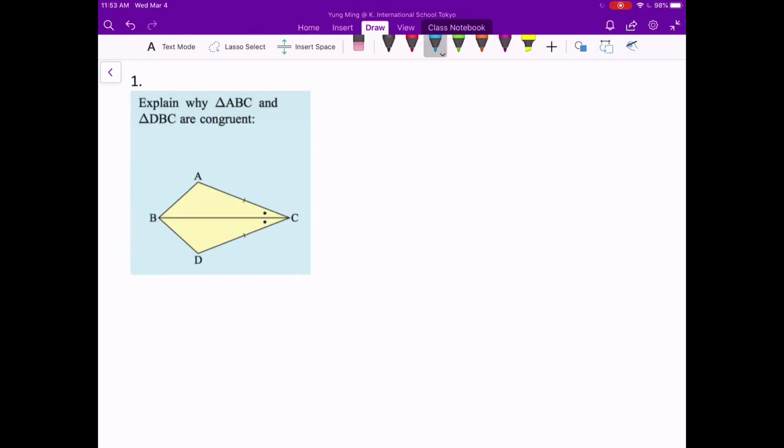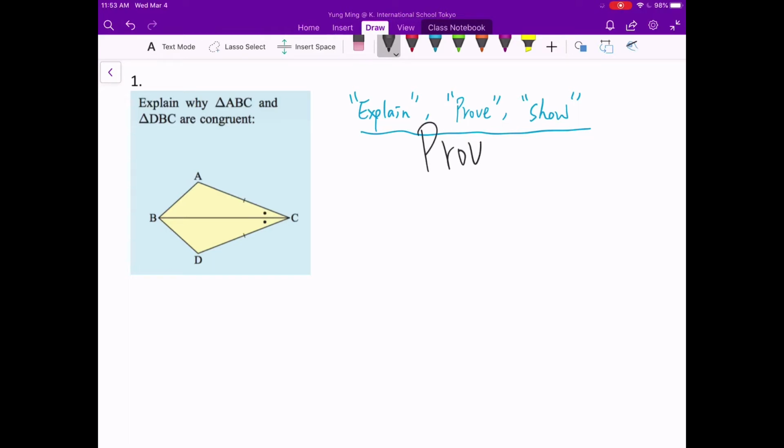So now this is the first time that we see a proof kind of question over here. You can see that the keywords are explain, prove, show. Okay, if you see these kind of words over here, it doesn't really matter which one you see. We are actually all talking about proof in this case. And we actually have a certain structure that we need to follow in terms of proving at this stage over here. So let's get started.